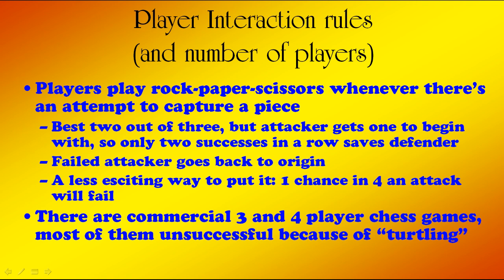Then the second one is player interaction rules and the number of players. An example of a change in chess would be to have the players do rock, paper, scissors whenever there's an attempt to capture a piece. But I think you have to give an advantage to the attacker, or why would anybody bother to attack in effect? So I would give the attacker 1 out of the 3 to start with, and that means the attacker would only fail if the defender won the other 2. Now, there's a less exciting way to put this. If rock, paper, scissors is played properly, there's a 1/2 chance of you winning each go, and so there'd be 1 chance in 4 that the attacker would fail.